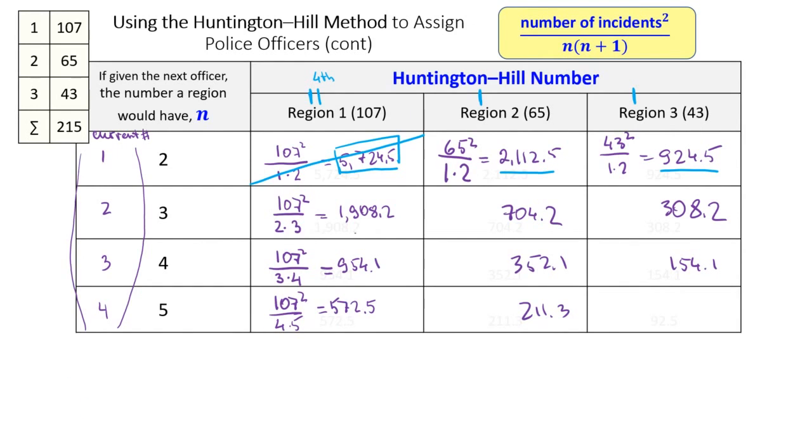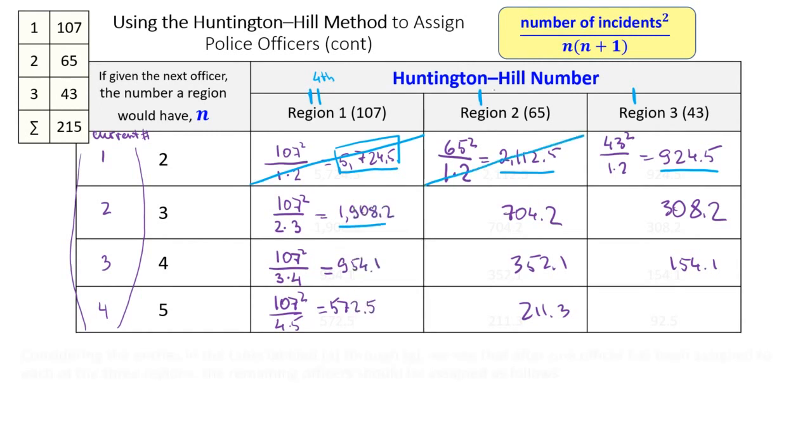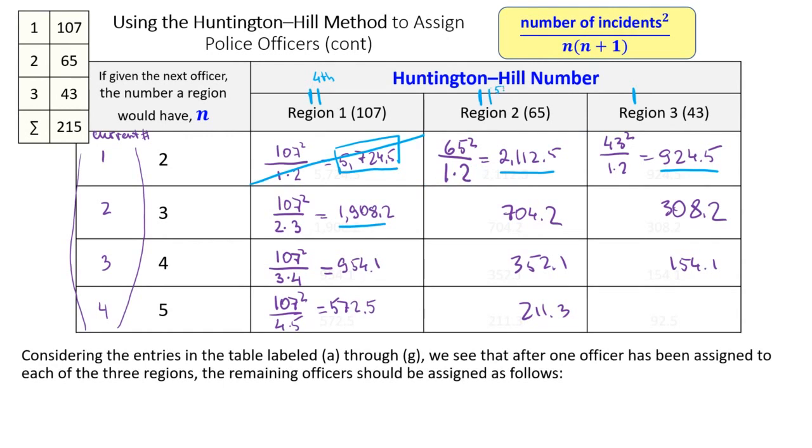Now we look at the other numbers. We have 1,900, 2,100, and 900. Now the second region has the greatest HH number. 2,000 is greater than 1,000. So the fifth representative goes to region 2. And we cross off the HH number that we have used.